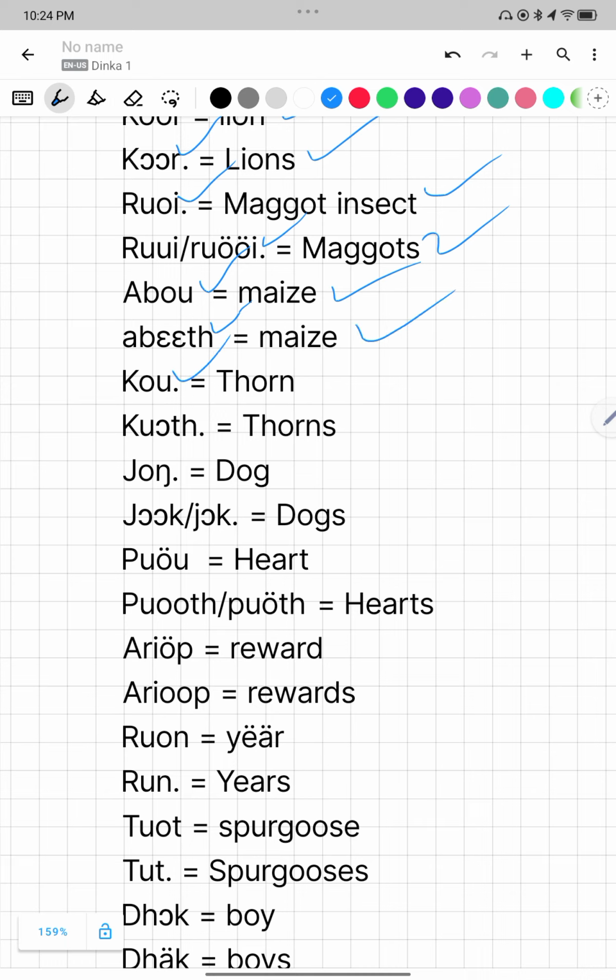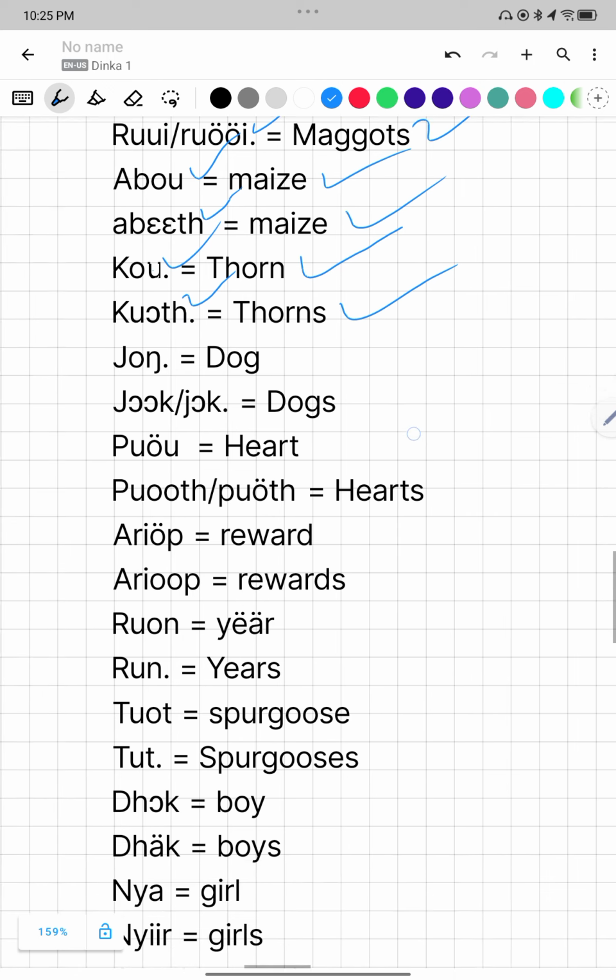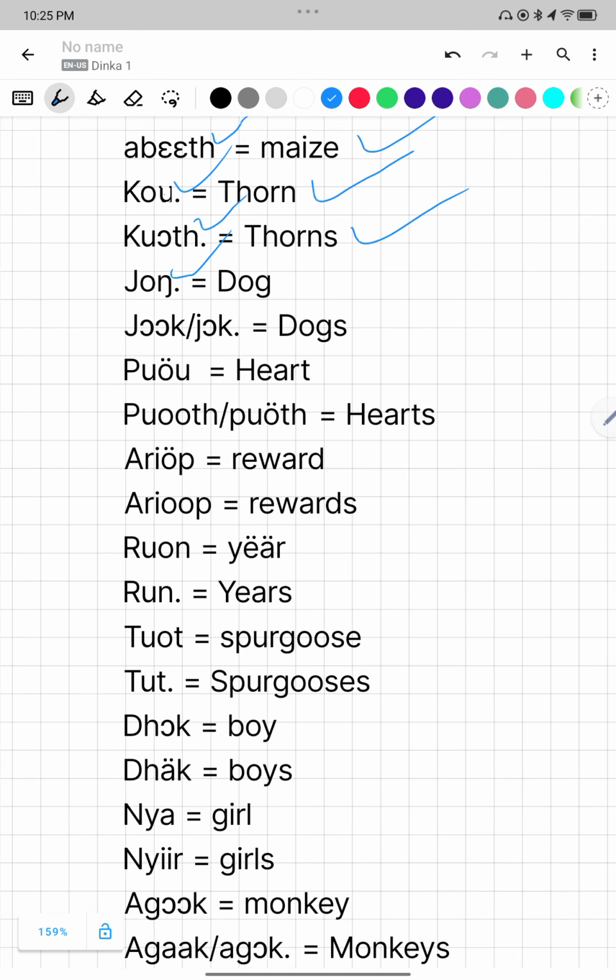Ko means thorn. The plural form of ko is quoth. Quoth means thorns. Young means dog. The plural form of young is jok. Jok. Dogs.